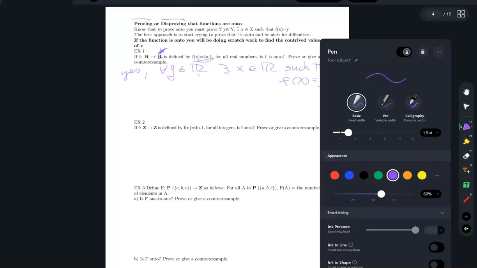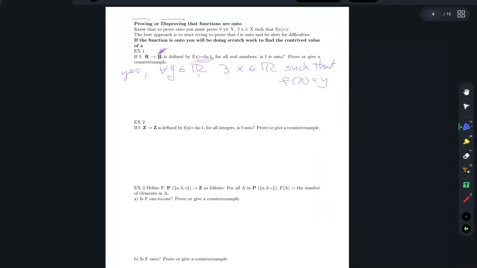Okay, so there's a little scratch work to do. This scratch work is like the contrived value. So for this one, I want to say, okay, y is equal to 4x minus 1. I want to solve for x. So I get (y plus 1) divided by 4 is the contrived x value. So what I say is, pick x equal to (y plus 1) over 4. Then f of x will equal f of (y plus 1) over 4.